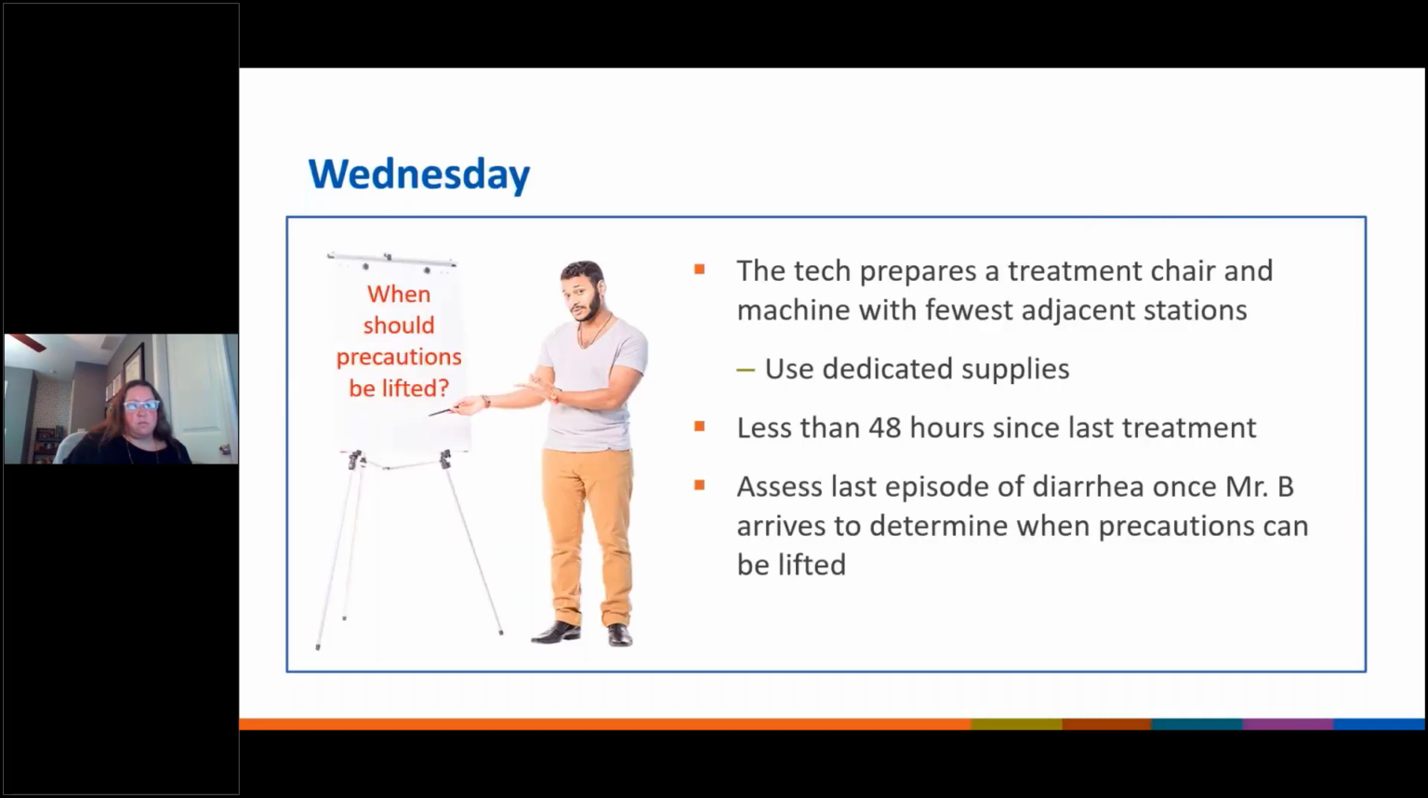On Wednesday, when preparing for Mr. B's treatment, the tech is sure to select a station with the fewest number of adjacent stations, since it's been less than 48 hours since he had active diarrhea during his treatment on Monday. The tech and the charge nurse discuss assessing the last episode of diarrhea when Mr. B arrives to determine when precautions can be lifted according to facility policy.